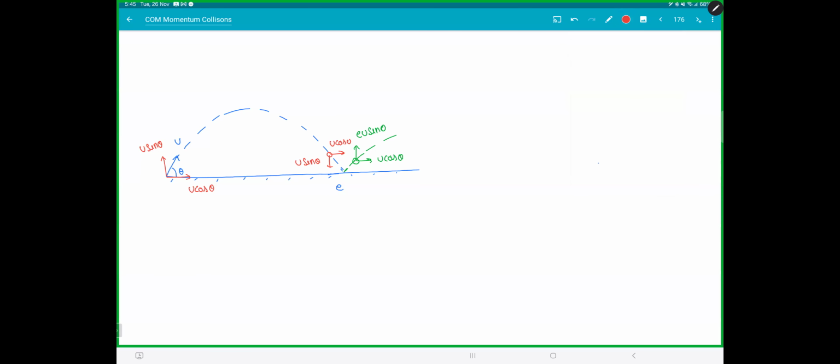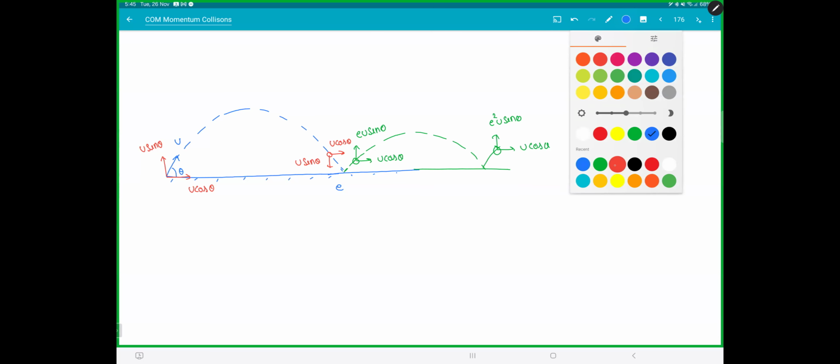So every time you collide, the vertical component gets reduced. Again, when you collide here, next time when you're bouncing off, the vertical component will become e square u sine theta, and this will be u cos theta. So the horizontal component doesn't change, only the vertical keeps on changing. All right, Puroja, you got it.